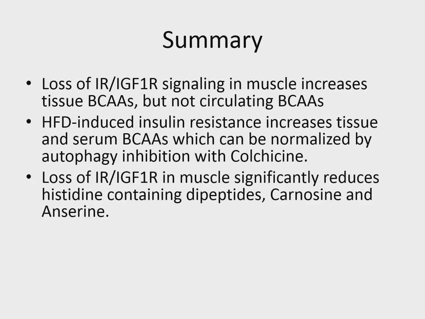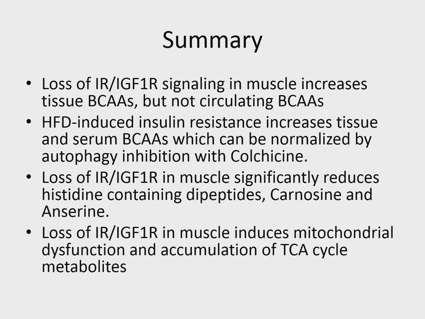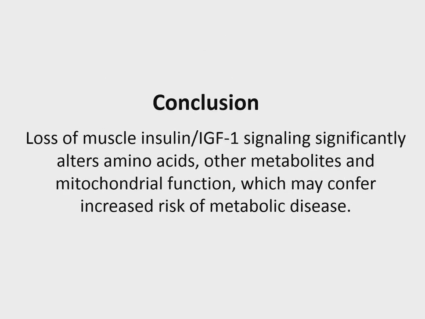Loss of insulin IGF signaling in muscle significantly reduces the histidine-containing dipeptides, carnosine and anserine. And lastly, loss of these two receptors in muscle induces a mitochondrial dysfunction and accumulation of the TCA cycle metabolites. These lead me to my conclusion that loss of muscle insulin and IGF signaling significantly alters amino acids and other metabolites and mitochondrial function, which may confer increased risk of metabolic disease.